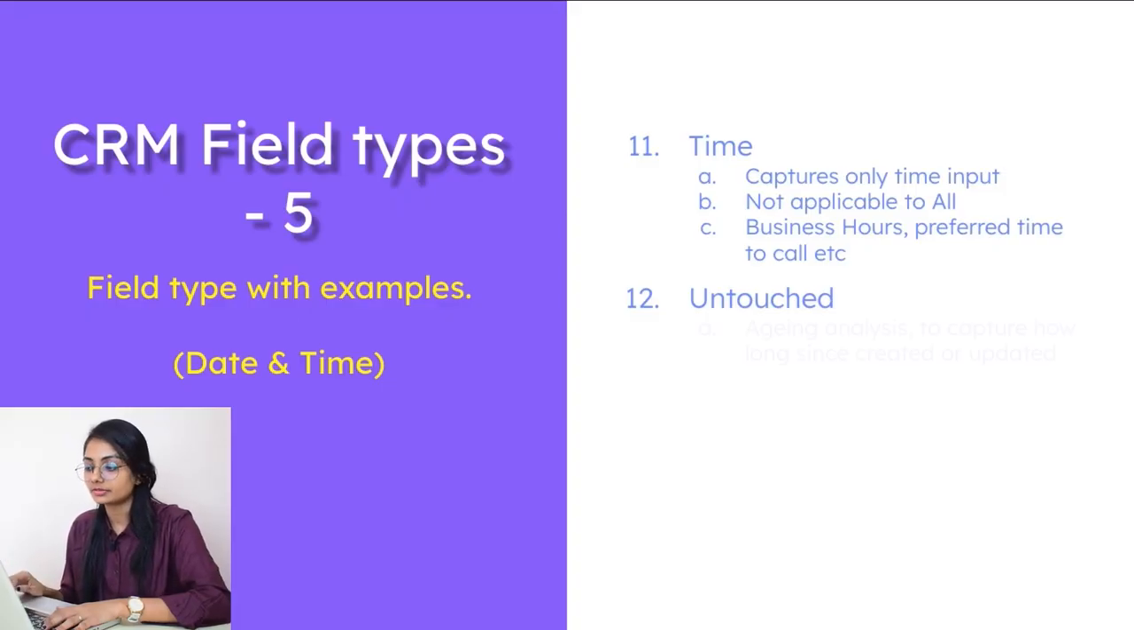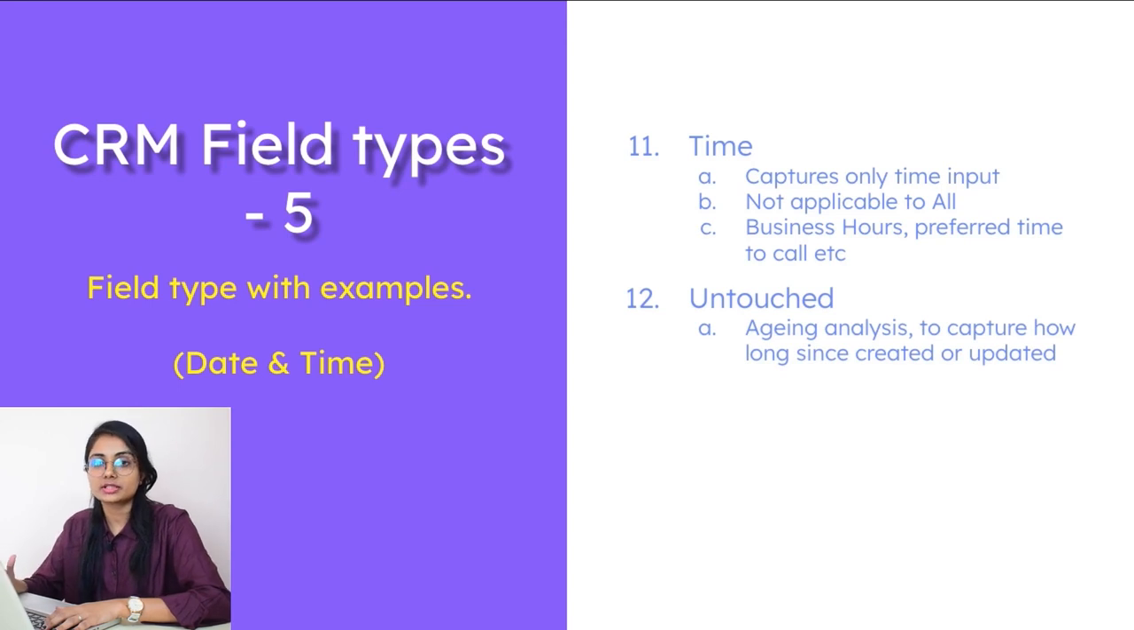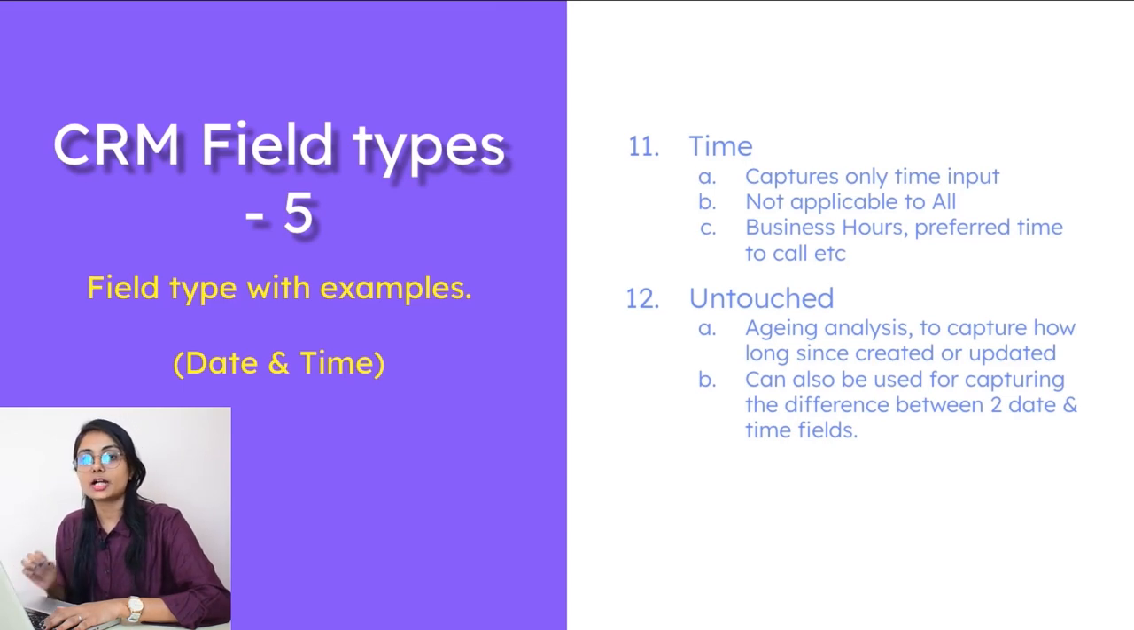Next input type we have is untouched. Untouched input types are basically used for aging analysis, where you will need to know how much time has passed for any record from the time you created that record in your system. Suppose I have created a lead. So, how much time has passed since that lead creation? We can use the untouched type of field to identify it or to get it captured. You can also use the same field type to capture the difference between two fields. Let's say I have a field, created date, on the ticket module and I have a field available on the ticket module, close date.